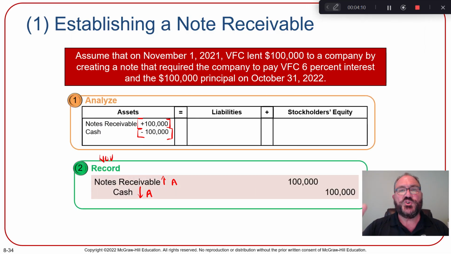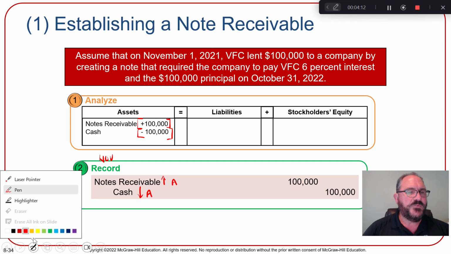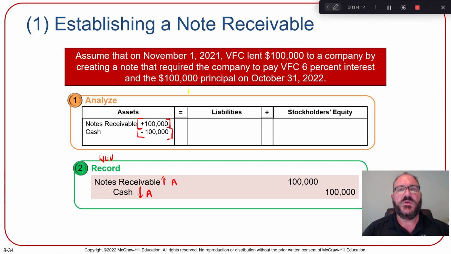So here's the first journal entry. They lent $100,000 to a company at 6% interest, and they did it for a year. So notice, their cash goes down. Why? Well, because they lent it to somebody. But now they have a note receivable. So by the way, their assets here don't change. The assets stay the same. It's just the form changes. They gave up their cash, and now they have a receivable.